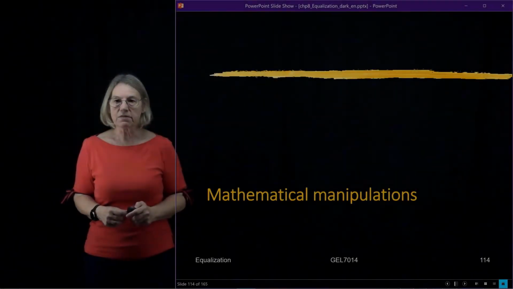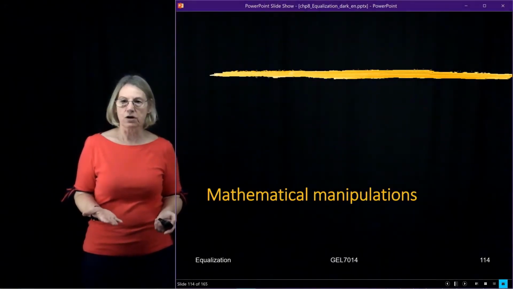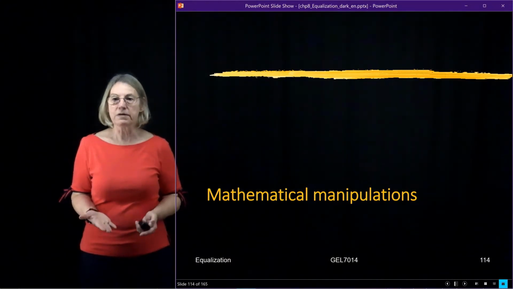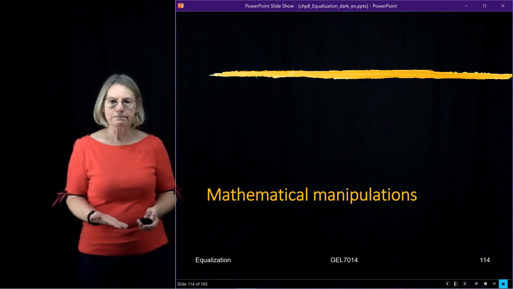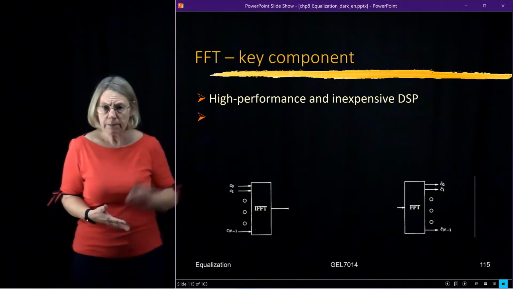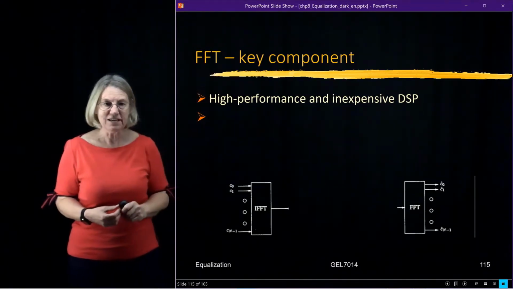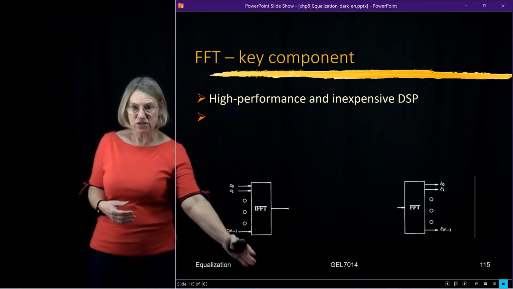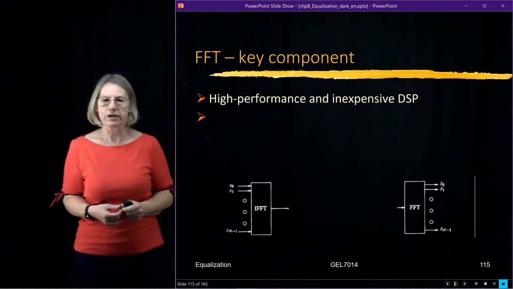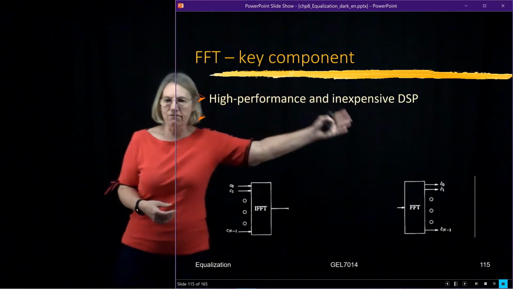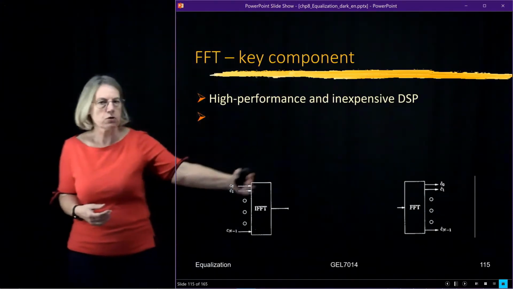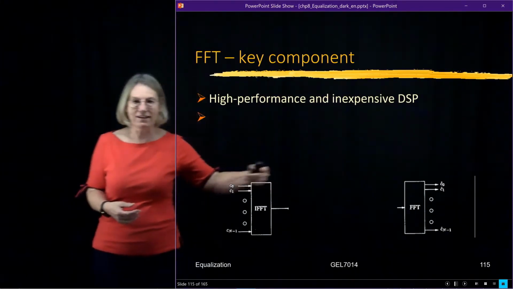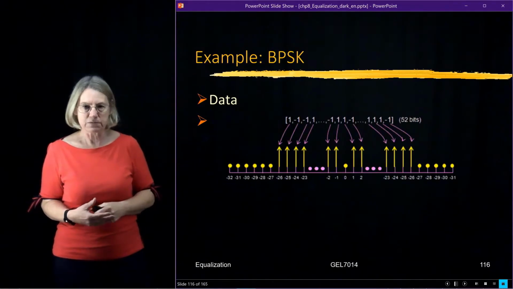So let's look at some of the mathematical manipulations which are going on in the OFDM transmitter and receiver. Remember, key component, FFT. So we have on the transmitter side an inverse Fourier transform, and on the other one a Fourier transform. And I'll be trying to show you the idea of what's going on in this OFDM transmission.